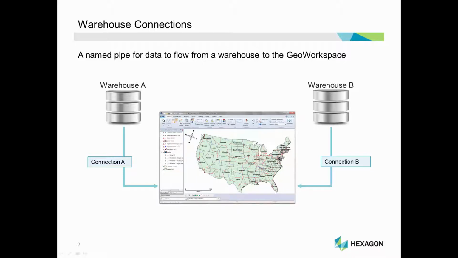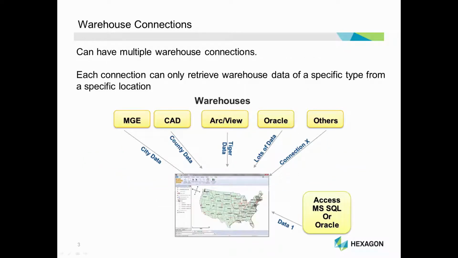Some warehouses, such as Microsoft SQL Server, Oracle, and others, can support read-write connections. A read-write connection allows the data to be displayed and analyzed, but it can also be edited and updated within the warehouse. A single GeoWorkspace can have multiple warehouse connections accessing data from many sources.